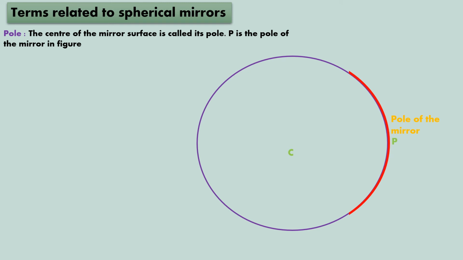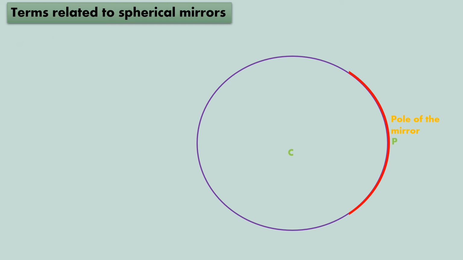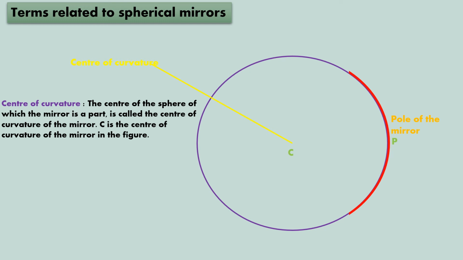The C that you see in the center of the circle, C is the center of curvature. What is the center of curvature? The center of the sphere of which the mirror is a part. Means this entire sphere, of which the red portion is a part, is the mirror. Its center we call the center of curvature of the mirror, and it is denoted by C. C is the center of curvature of the mirror in the given figure.